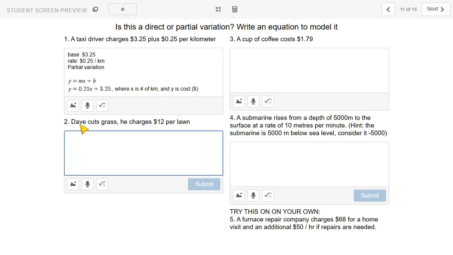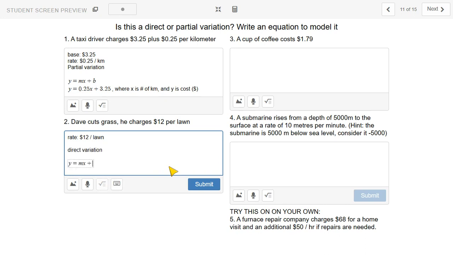Example 2. David cuts grass. He charges $12 per lawn. Once we see the word per, we know that we've got a rate. $12 per lawn. Is there a base fee? Nope. He's just going to show up, and if he cuts your lawn, he's charging you $12. So because there is no base, we know that this is a direct variation.